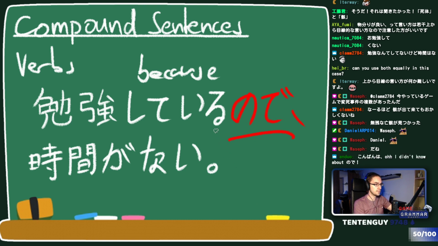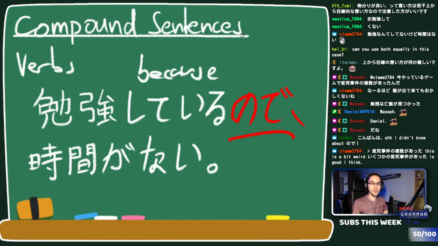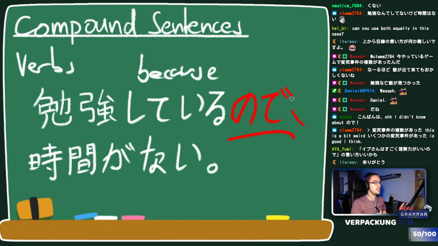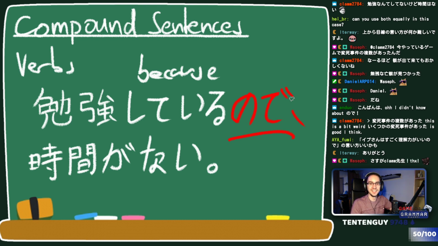Alright, so this is the easy case where you have a verb, you can just add kara or node and it's totally fine. And remember, you need to use... I didn't know about node. There you go. こんばんは。So you have node. ユーザーはすごく理解力がいいのでの言い方がいいかも。そうね。Because they are very common, so you will see this ので and から all over the place.